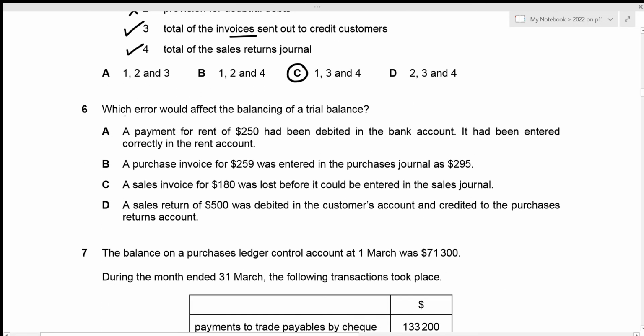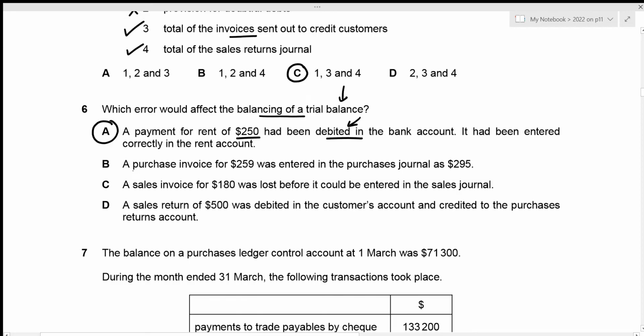We need to figure out which error would affect the balancing of a trial balance. So the first one is a payment of rent of 250 had been debited in the bank account and it had been entered correctly in the rent account. So the correct entry would be credit in the bank account, right? So we only made an error in one side, which will be reflected in our trial balance. So this is the actual error which would affect the balancing of a trial balance, which means that option A will be the correct answer. But let's have a look at the remaining options as well.